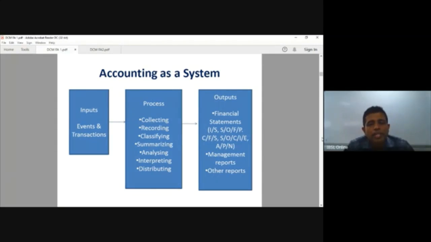Then if you take accounting, this is the process. The input is the transactions. Then the actual process is collecting, recording, classifying, summarizing, analyzing, interpreting, and distributing. Finally, the main output is the financial statement, which includes 6 parts. Then management reports and other reports.